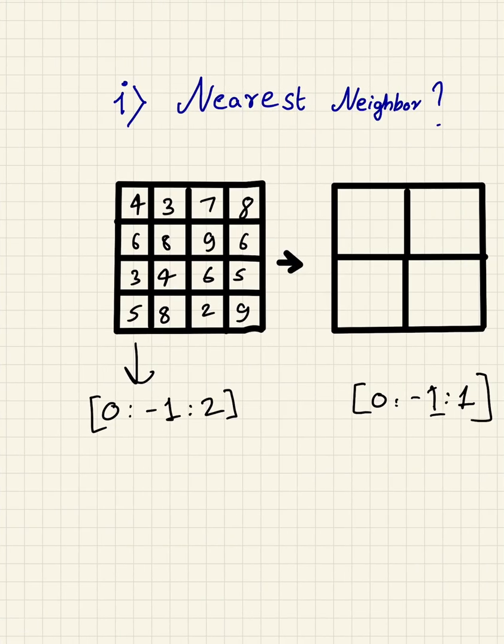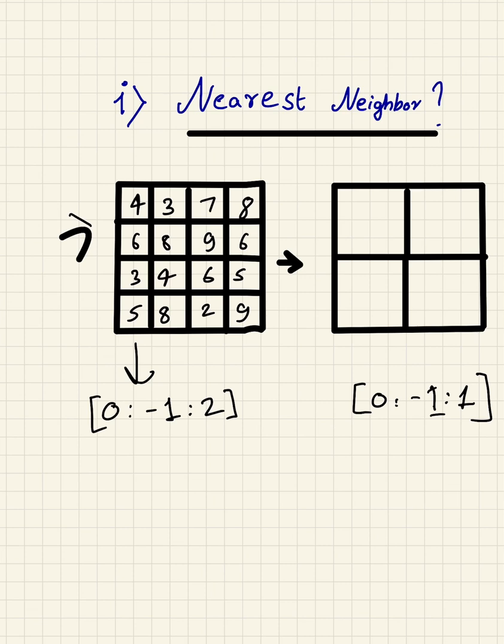So let us start with nearest neighbor. In the previous video I talked about nearest neighbor interpolation, or increasing the size of the image. But what if we want to decrease the size of an image? So let us assume we have this image here, and we want to downscale it by a factor of 2.